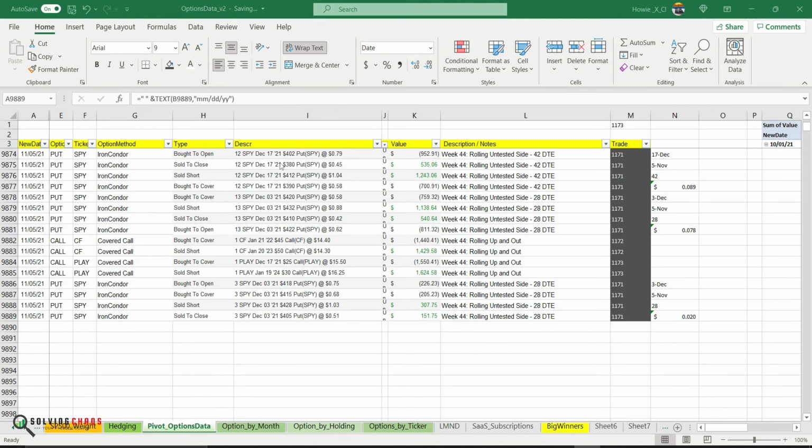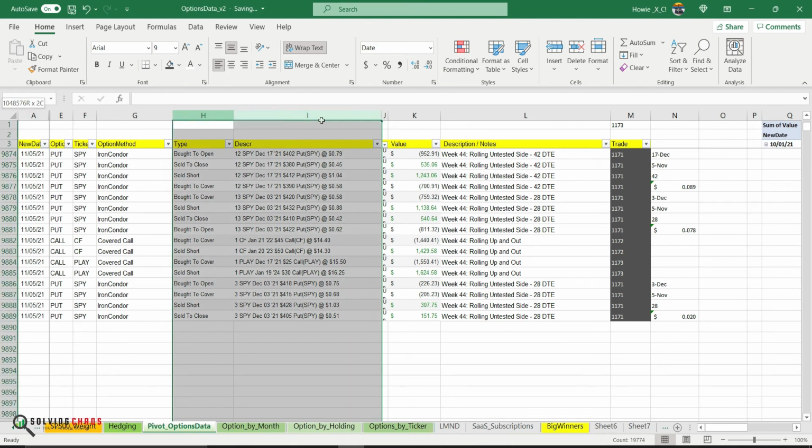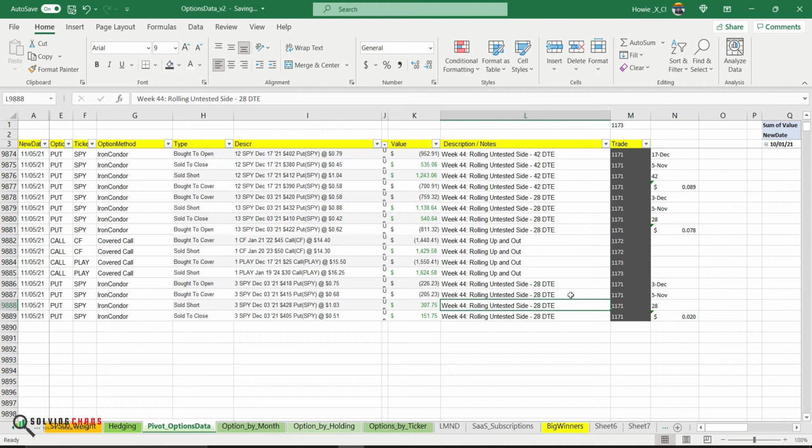Again, these are from ETrade. The part that comes from ETrade are these cells here. And then what I do is I add my own column so I can use it for pivoting. These are my own notes. I number each trade, and then I use something to help me do the date math so I can figure out the days to expiration.